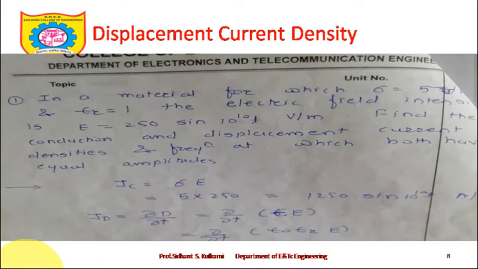Okay, let's go back to the third bit which we are supposed to solve in this particular numerical. What is he asking? He is asking the frequency at which both of them have equal amplitude. So there are certain frequencies where conduction current density and displacement current density are having the same value.